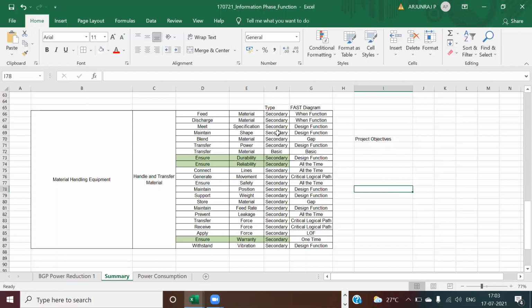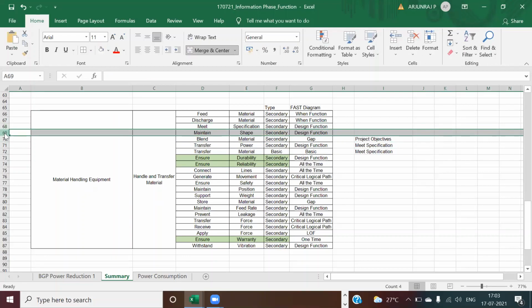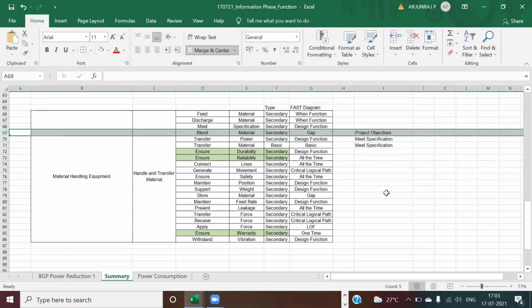So what are the things that are part of the project objective? Meet specification. So I write down meet specification, and maintain shape. Shape and specification are the same, so we can eliminate the shape, because both have the same meaning. This is how it is helping. The maintain shape we can remove.